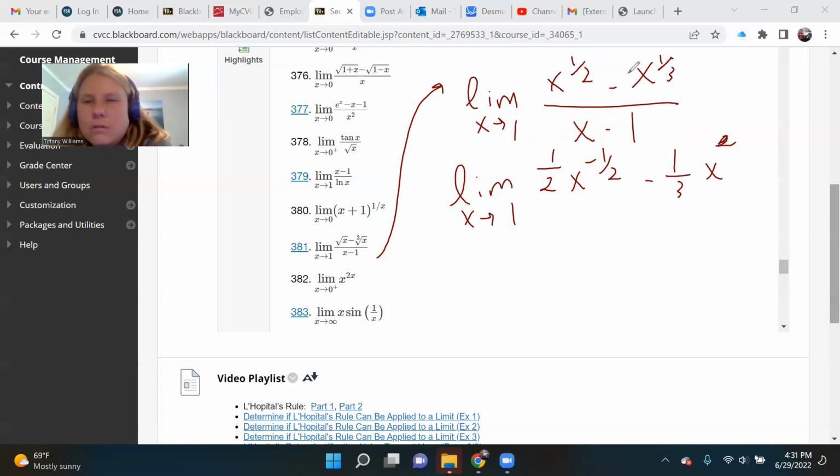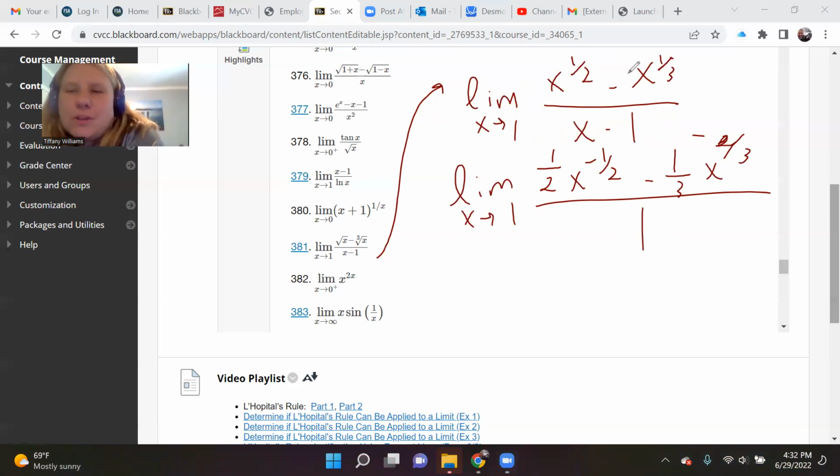Over the derivative of x minus 1, which is just 1. So all I'm doing here is I'm concerned with what's on top. Not a lot going on here on top because everything's just in terms of 1. So really I've got 1/2 times x raised to the negative 1/2, which is just 1.